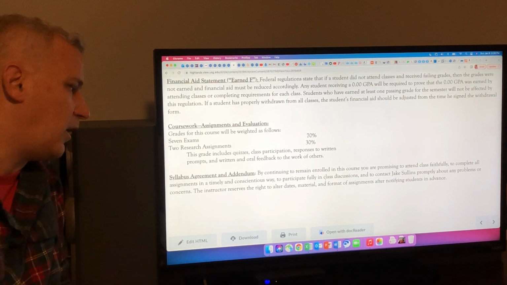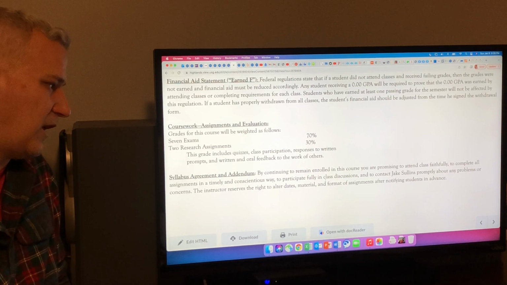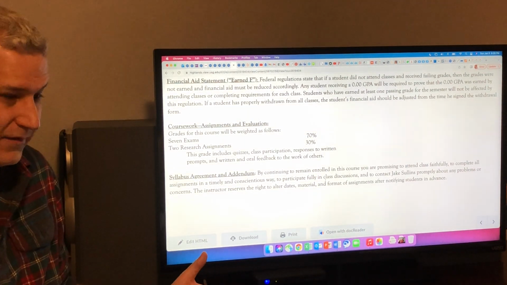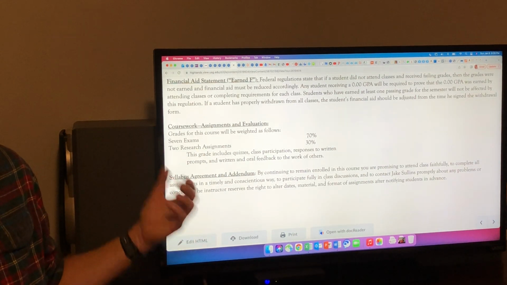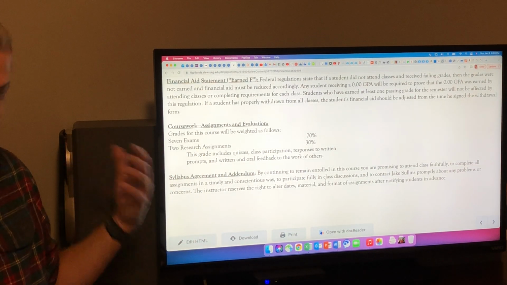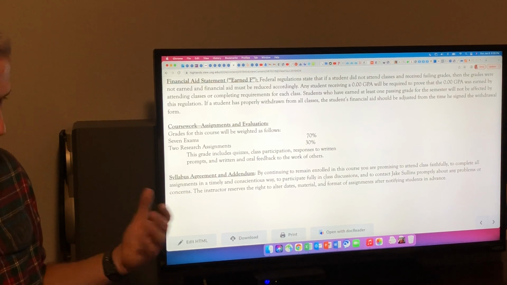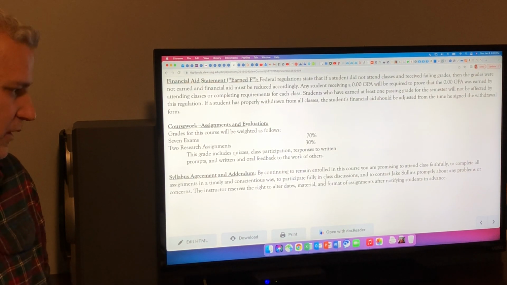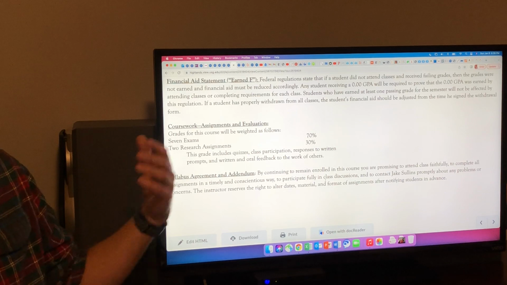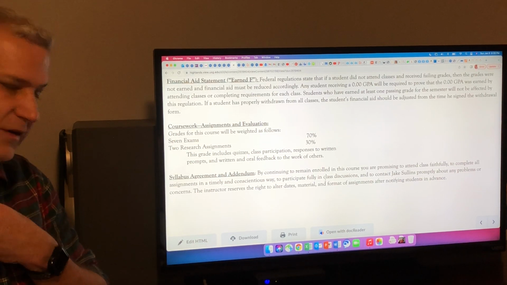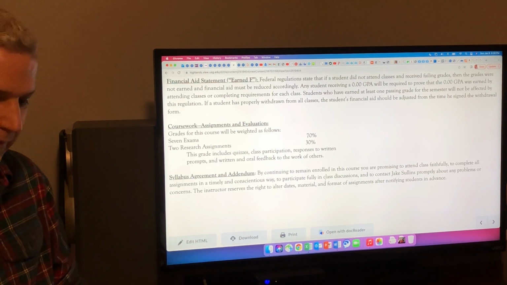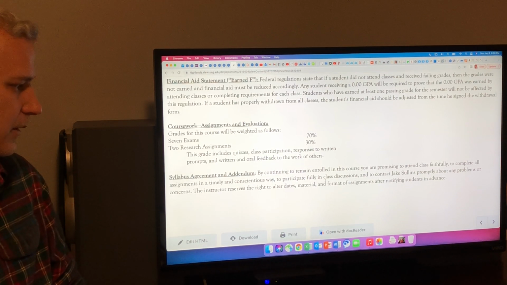If I need to alter the dates, material, and format of assignments, and I don't anticipate that, it shouldn't be any kind of problem, because we're online and this class is mostly asynchronous. If we need to shift due dates, or if you need to be in touch with me and say, hey, I need to turn this in a little late, that's fine. If I'm going to change any kind of due date, I'm going to give you at least 24 hours of notice and let you know what's going on.